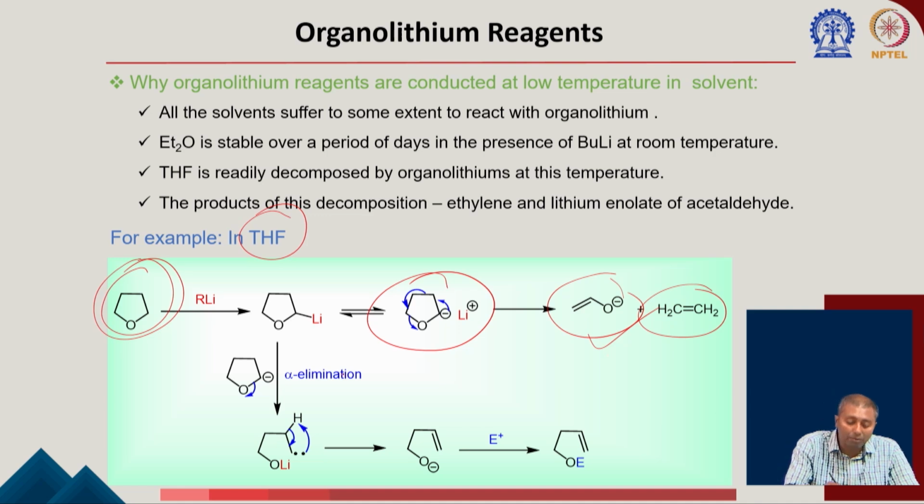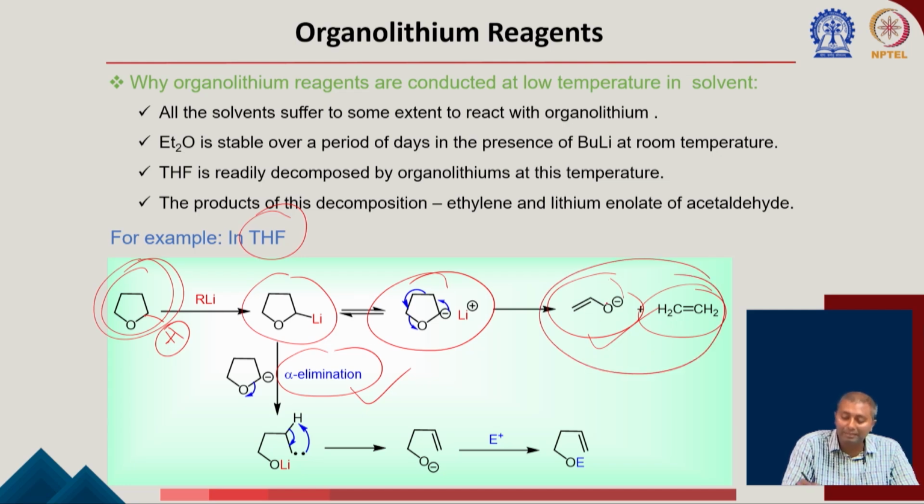And there is another mechanism that can happen after the lithiation. First, once you increase the temperature, a proton is going to be abstracted, forming the corresponding lithium species. From there you can see alpha elimination, or it can form this type of species, ethylene and the lithium enolate, or it can go for alpha elimination and form this type of species here.